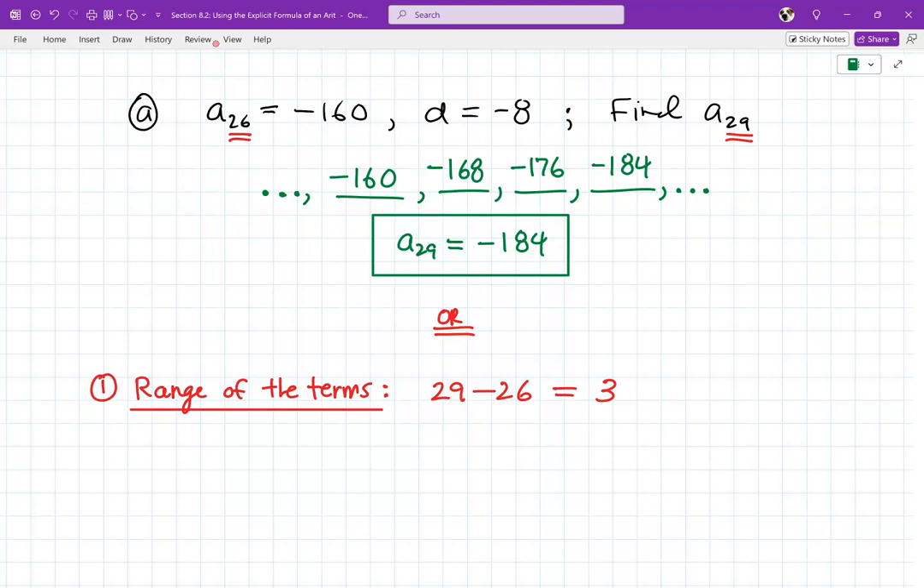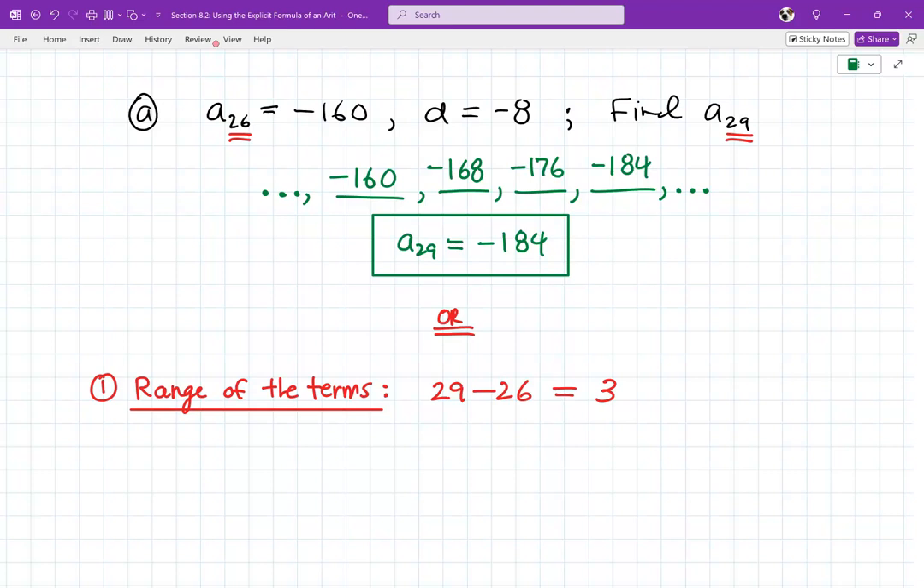Remember yesterday we did the range of the numbers themselves, right? So if one of them was 50, the other one was 100, we subtracted them, right? Here, we're going to do the range of the terms. So they want the 29th term. They gave us the 26th term. So 29 minus 26, that's 3.